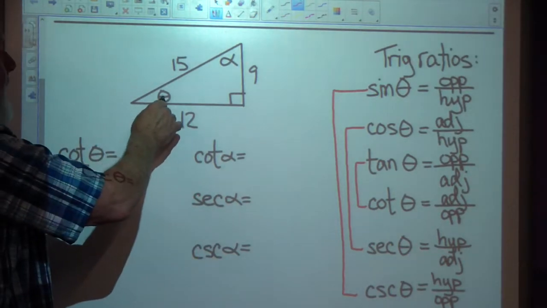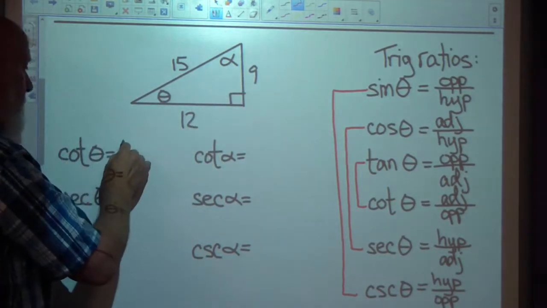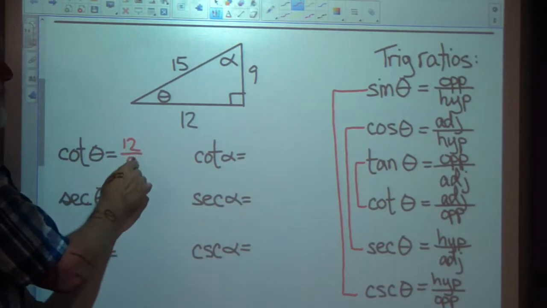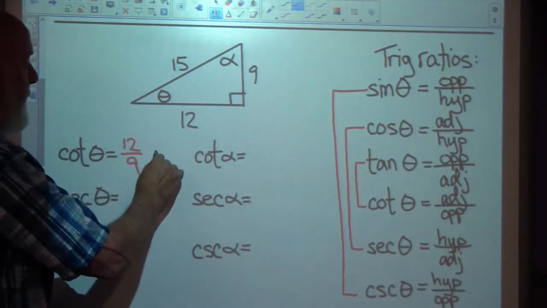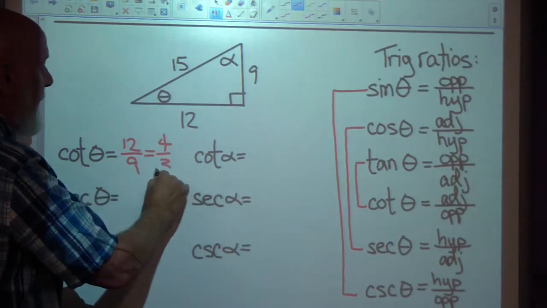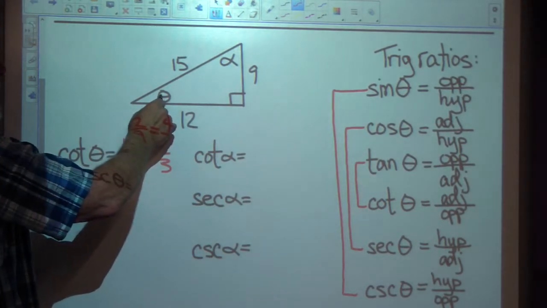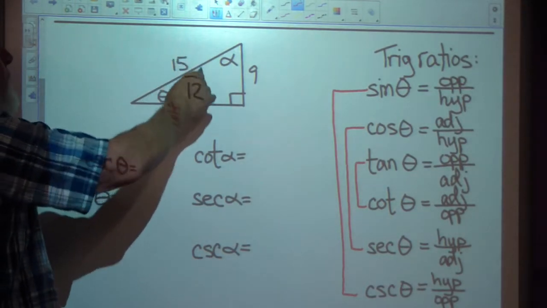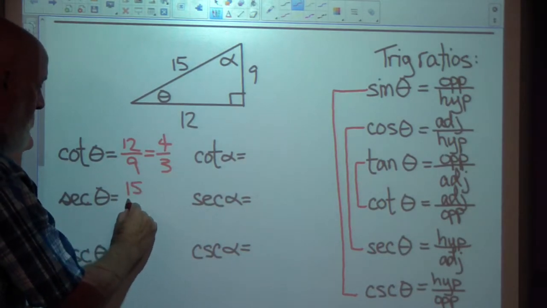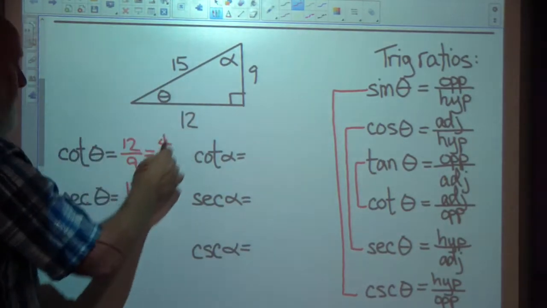Cotangent is defined as the adjacent over the opposite. So that would be 12 over 9, and we can reduce by dividing top and bottom by 3. 12 divided by 3 is 4. 9 divided by 3 is 3, and there we go. The secant of theta is hypotenuse over adjacent. Right here, hypotenuse over adjacent. That would be 15 over 12.